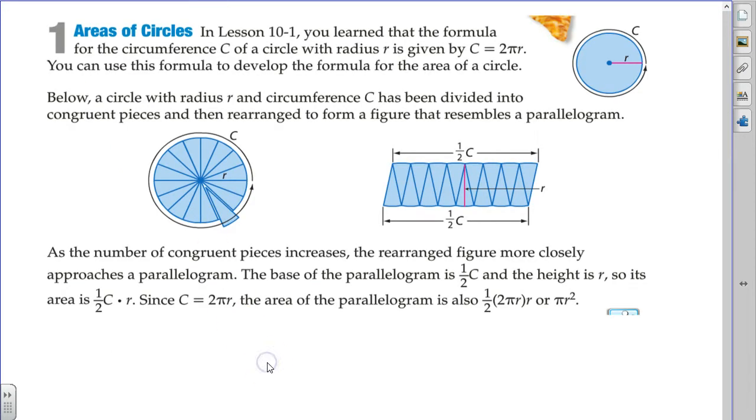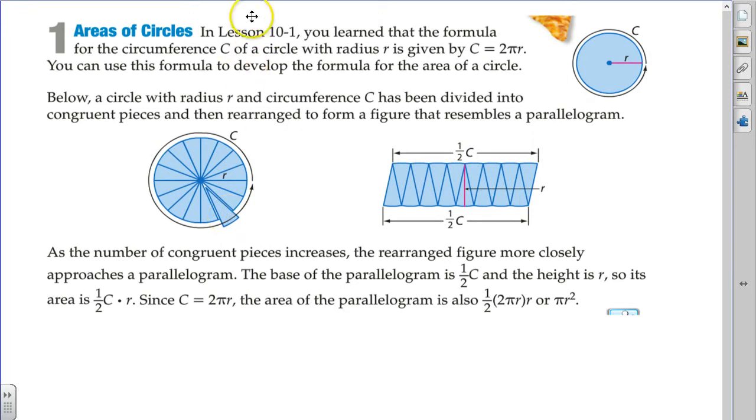So, areas of circles. I think I'm going to have an easier way for you in section 11.4, but we haven't gotten to 11.4, so I'm going to walk through the way the book does it in 11.3, how they derive the formula for the area of a circle. It's kind of a crazy way to do this, but they take a circle and break it up into a bunch of little slices of pie, little pieces of pie.